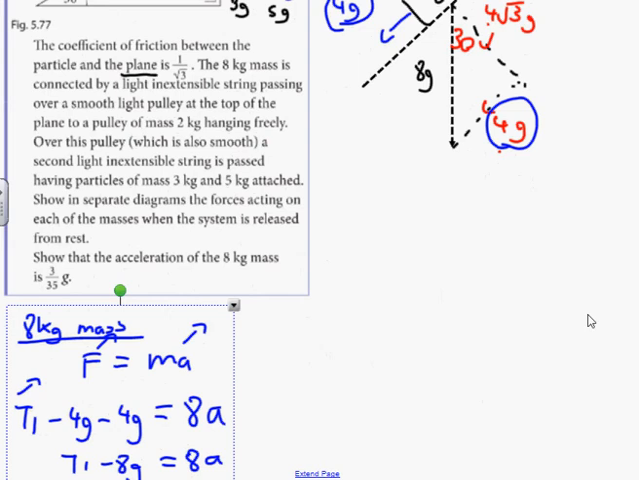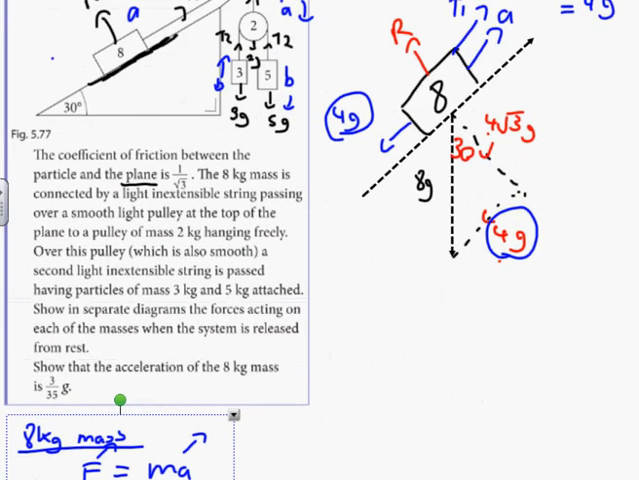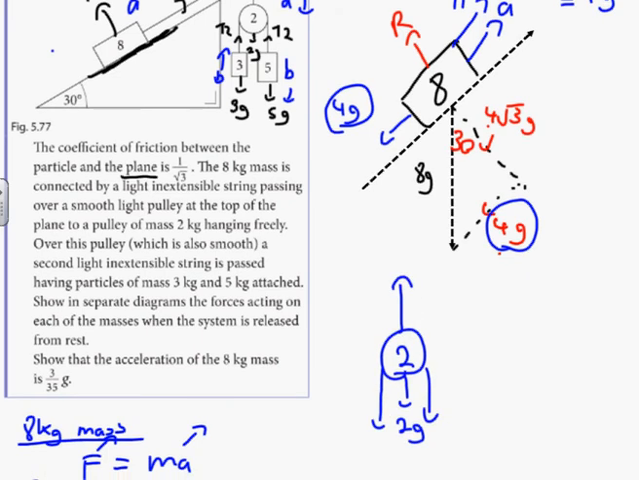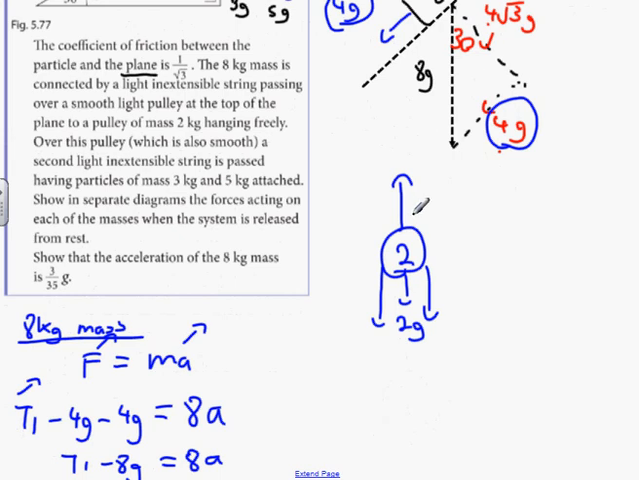Now, the next thing, guys, is the pulley. We'll draw the pulley in isolation. So the pulley here is going to be 2, so it's 2G going downwards. And then what forces does it have on it? Anybody tell me? The forces at play? T1 upwards and T2 going downwards. So we call this the 2 kg pulley.